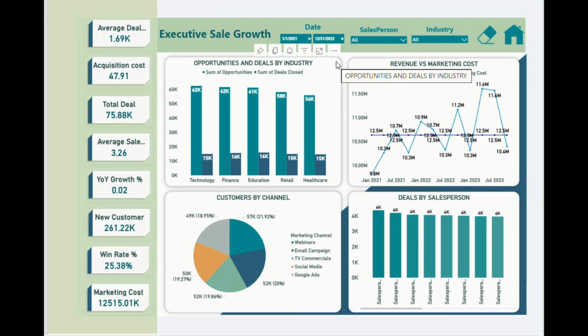With interactive slicers and filters for date, salesperson, and industry, this dashboard enables deeper analysis and faster strategic decisions. This solution empowers leadership to drive sustainable and data driven sales growth.